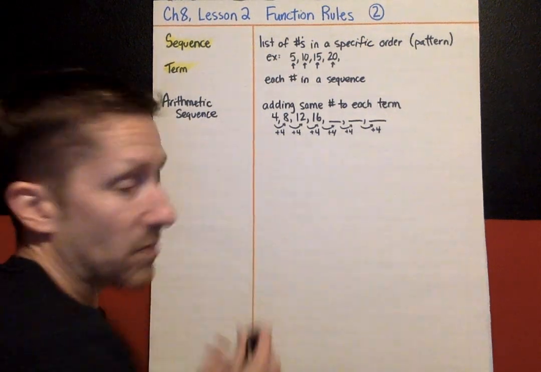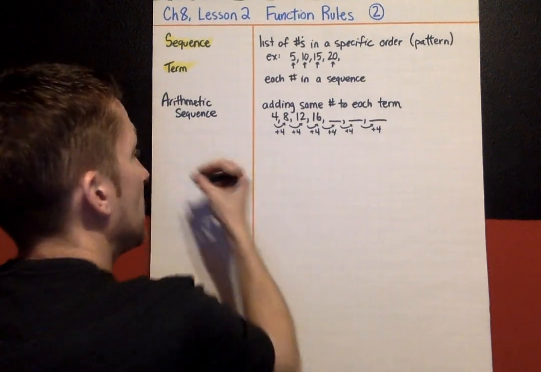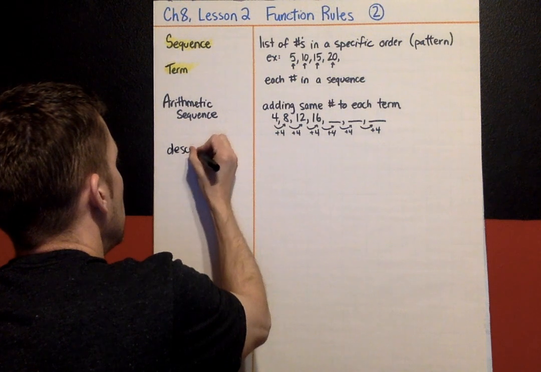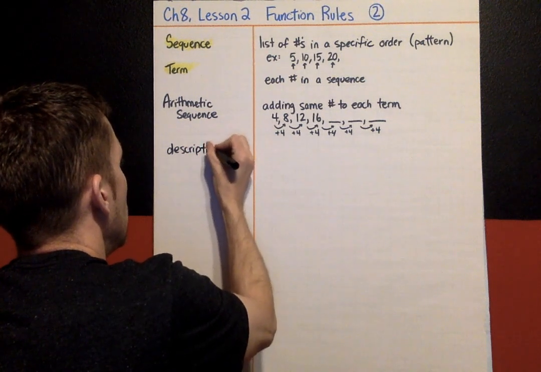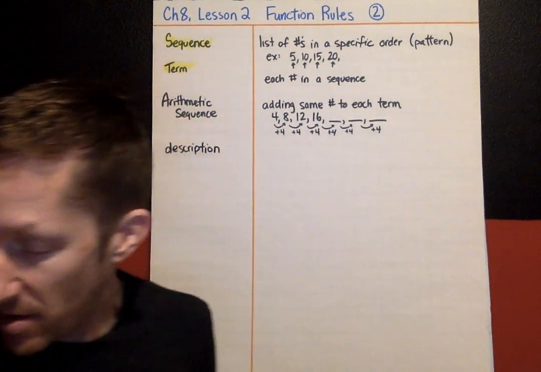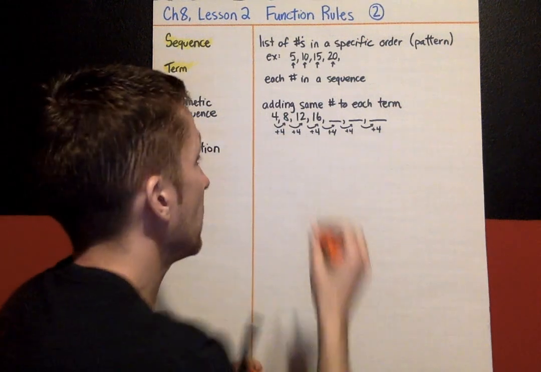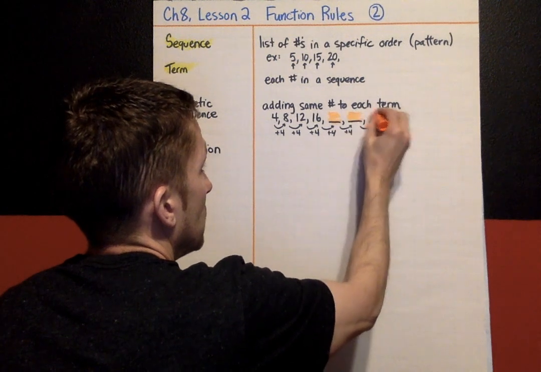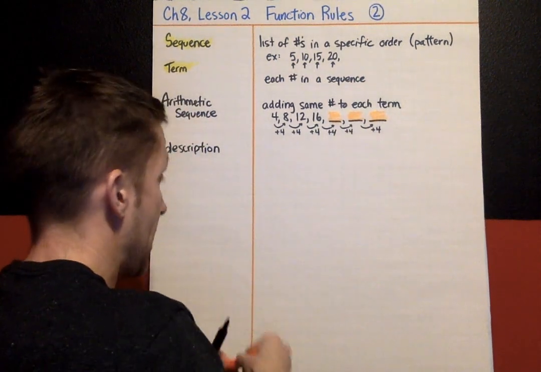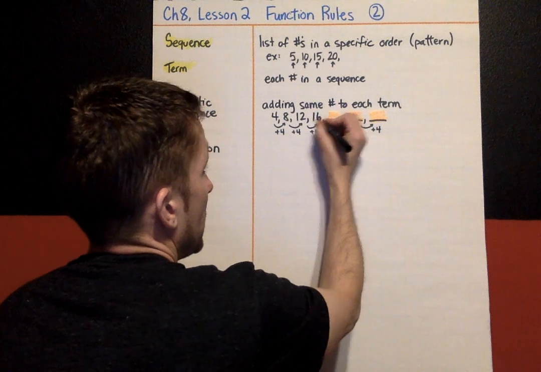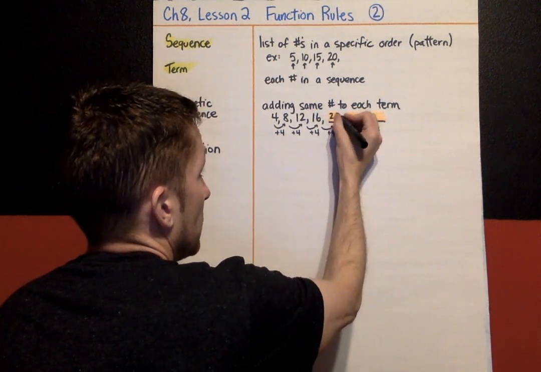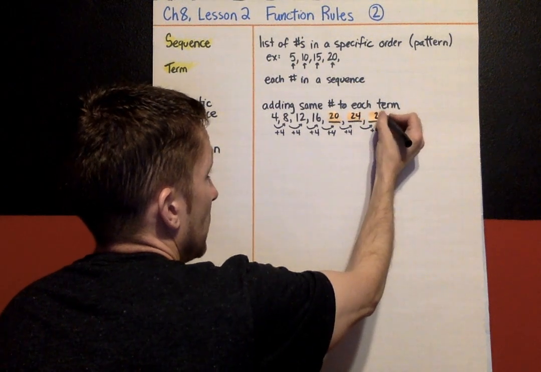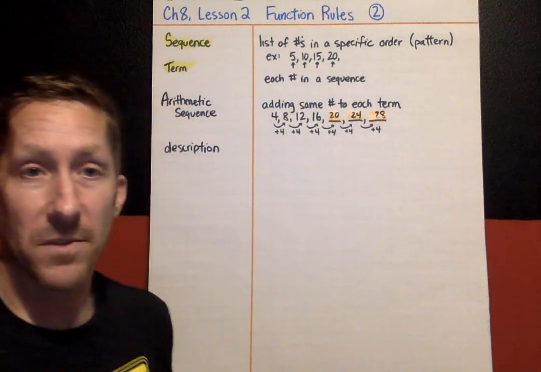Now, a word description might sound something like this. The description for this sequence. So again, you're going to be doing two things: identifying the next terms, and that would be add 4 onto this, add 4 onto this, add 4 onto this. There are the next 3 terms.